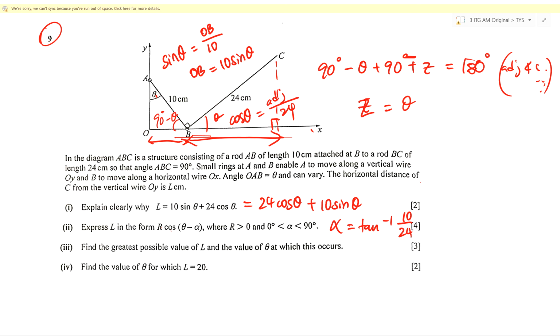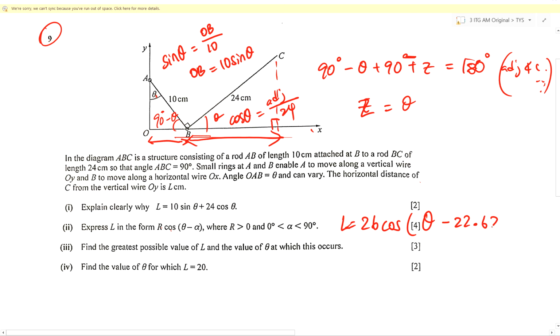Yep, there will be a change in sign over here. For a moment I forgot. So this is cosine, 24 cosine theta plus, then we will change this to a minus. So just do the substitution, and we will end up with, for our answer for part 2, L equals 26 cosine of theta minus 22.620 degrees.